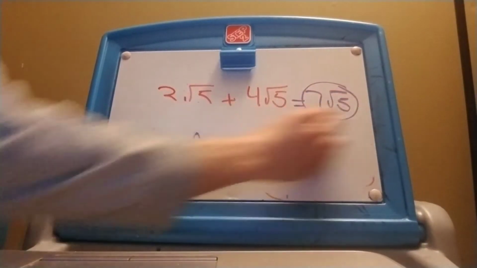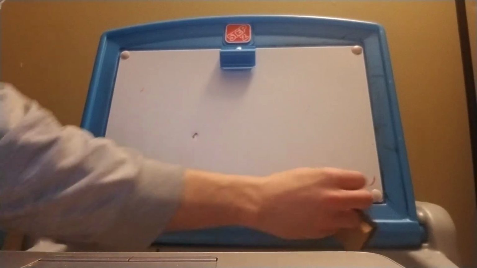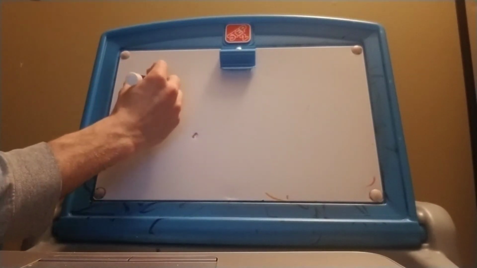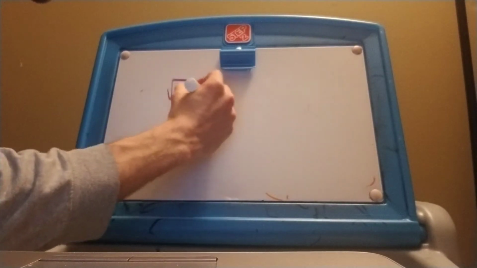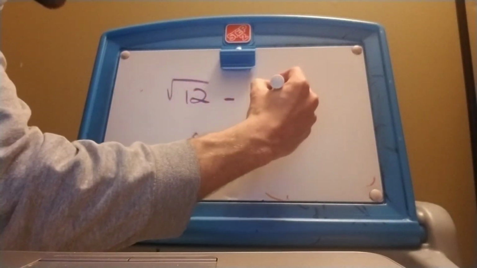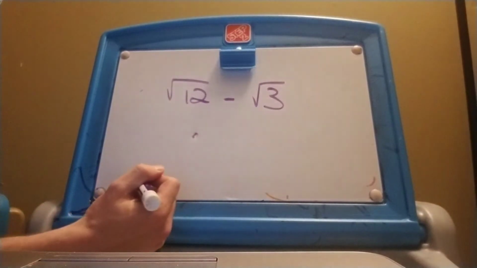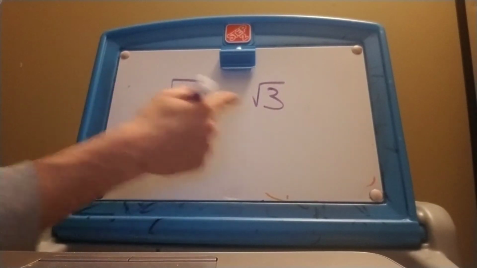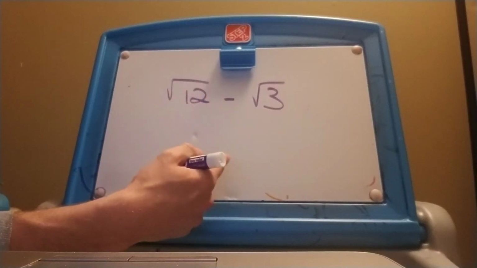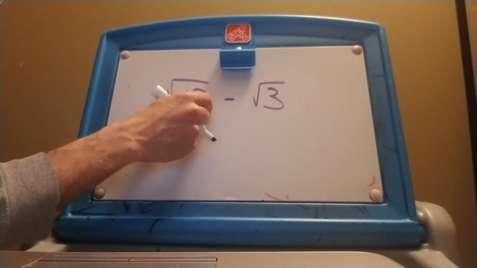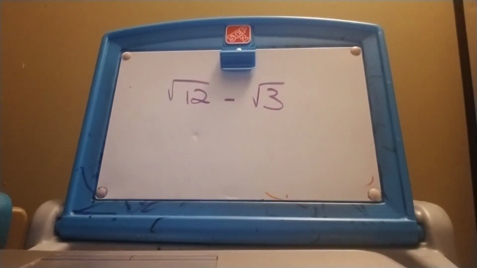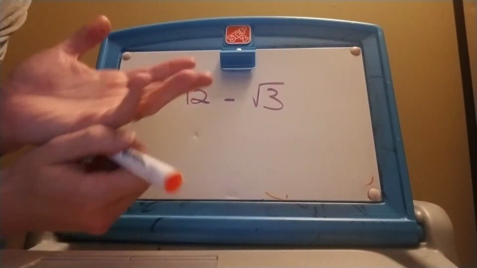So let's erase this and do a subtraction example. Let's do radical 12 minus radical 3. So now I have 2 different things under my radical. You might be thinking, I can't do this. You just said I can only add and subtract radicals when it's the same thing under each one. I did say that. But in earlier videos, especially the 11-3 video, simplifying radicals, I showed you how to simplify radicals.